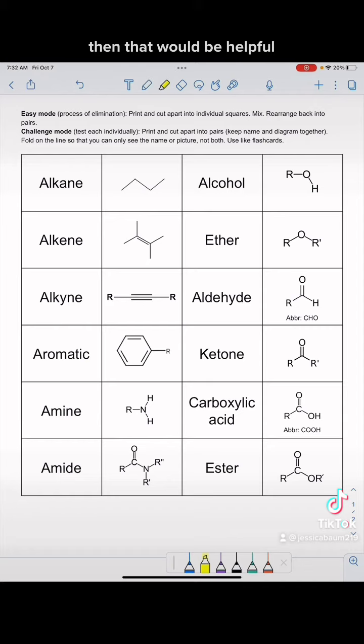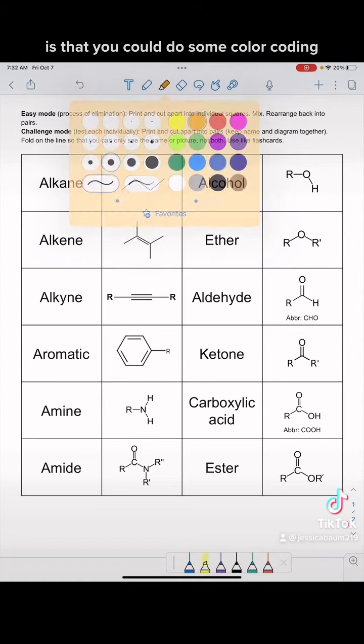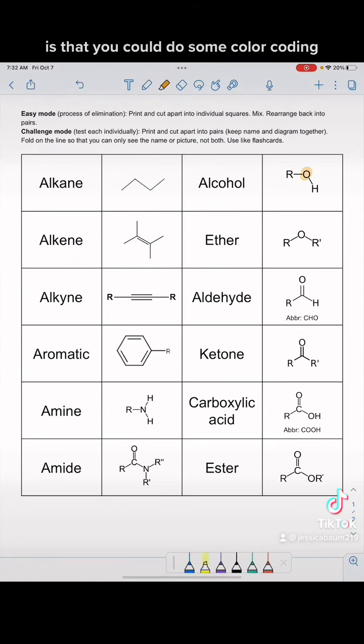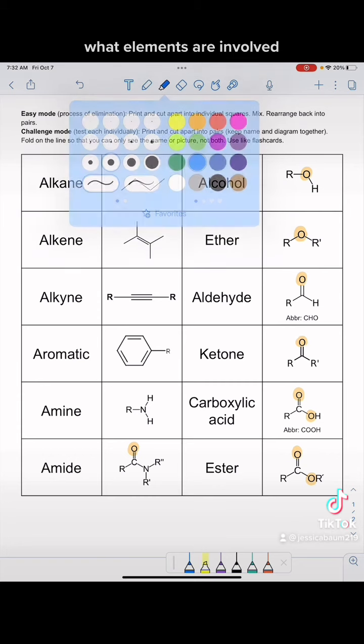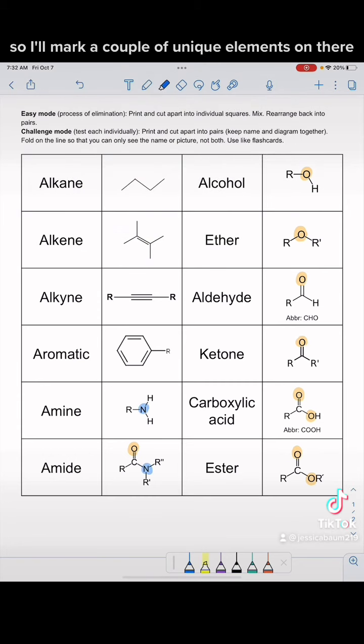Another thing that you could do, especially if you're finding that you're really slow working on these, is that you could do some color coding. So if you have different colored pencils or highlighters, then you could start marking certain patterns that you're looking for. I do recommend that you look for what elements are involved. So I'll mark a couple of unique elements on there. You could also mark other features like double bonds.